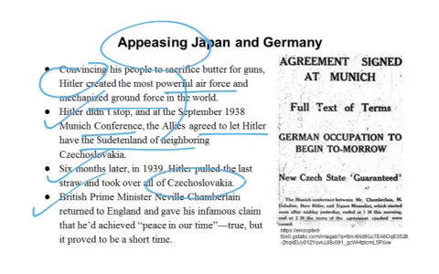British Prime Minister Neville Chamberlain returned to England and gave his infamous claim that he'd achieved peace in our time, and that may have been true, but it proved to be for a very short time.